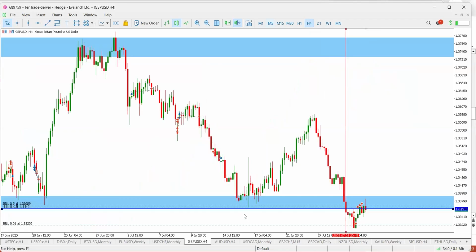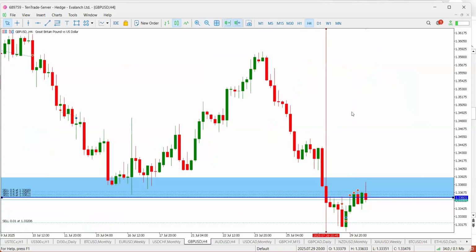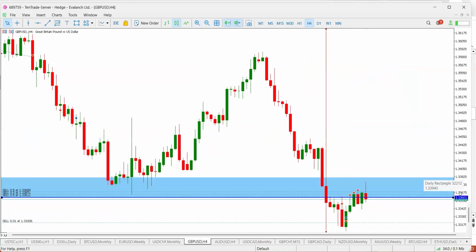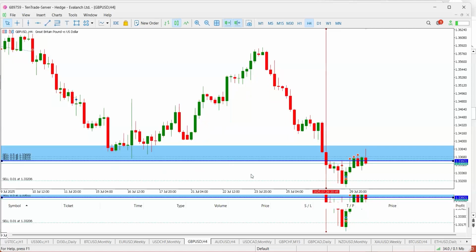Now this is GBP USD. I even placed a trade on GBP USD here. You can see the sell limits I placed, right? I placed some sell limits here. Let me see how it's going. I placed sell limits on the GBP USD, and you can see how price is reacting around that zone.